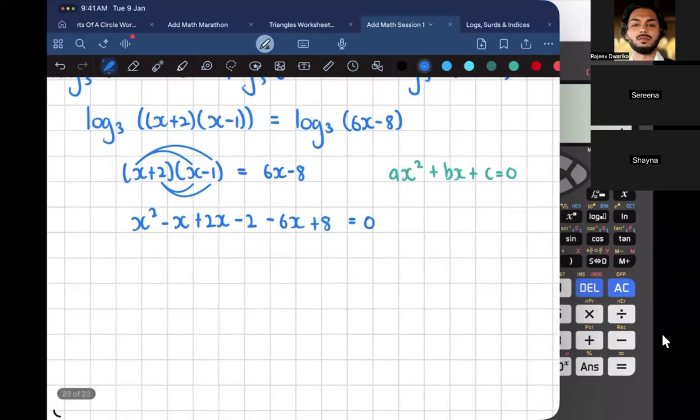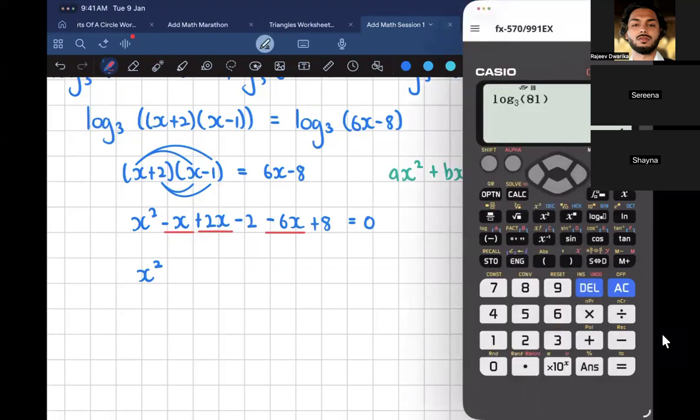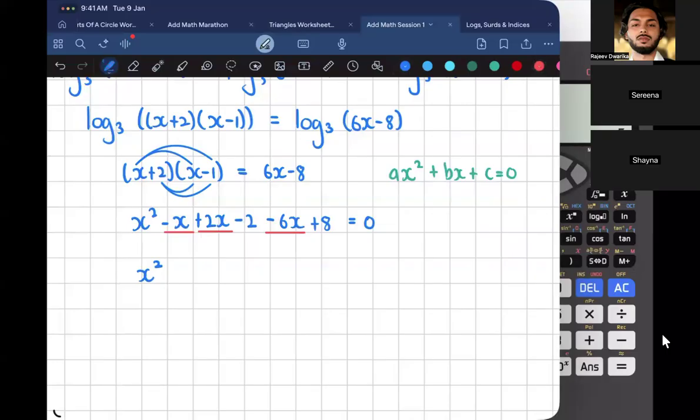And so now let's try to group together the like terms. Sheena, we have minus x. Are there any other like x terms? Minus 6x and positive 2x. If you want to do that quickly, you can put the coefficients into the calculator. Minus 1 plus 2 minus 6 is going to be minus 5. So that would be minus 5x.